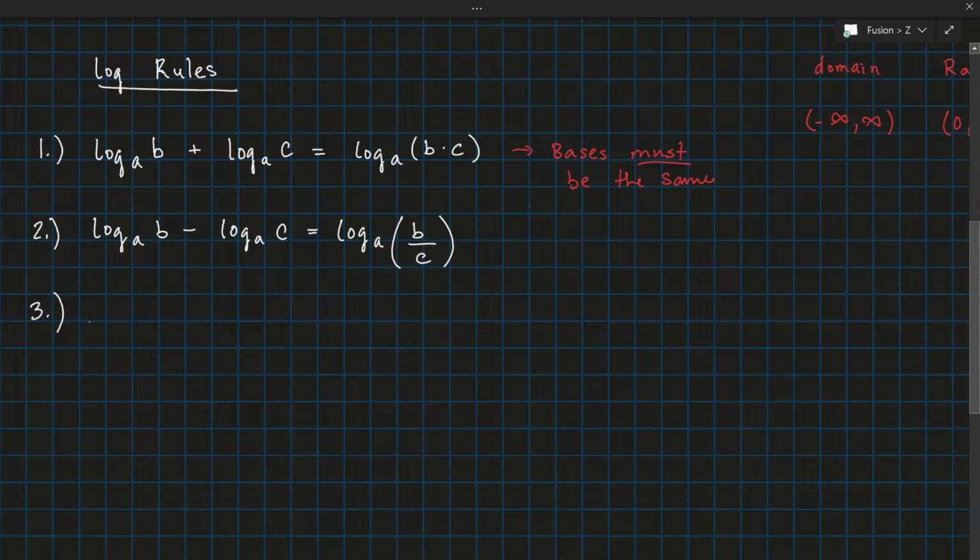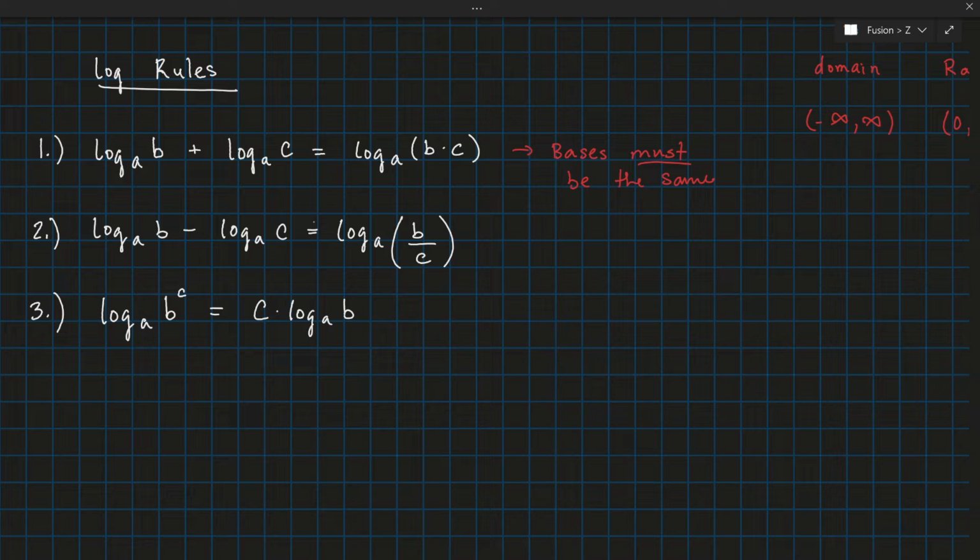Okay. If you have log base A of B to the C power, this can be rewritten as C times log base A of B, which is kind of weird, but basically the C just comes down and gets multiplied by that. And all of these, by the way, can be done in either direction. So sometimes you'll get problems that tell you to either expand or contract.